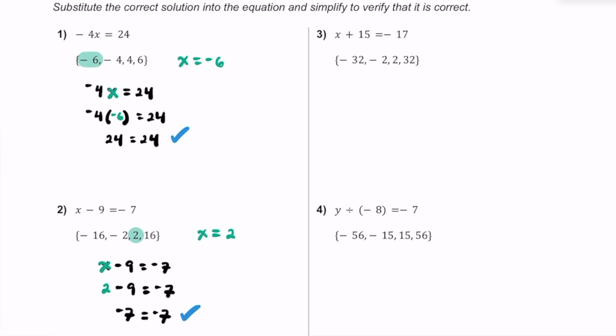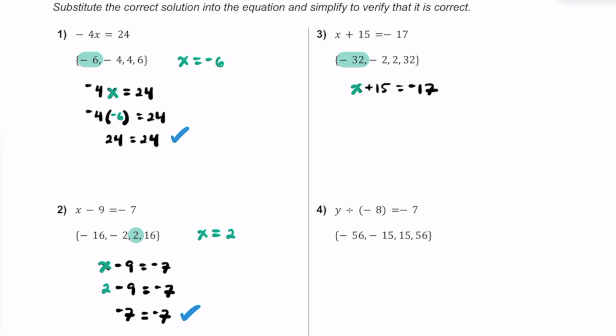For number 3, we have the equation x plus 15 is equal to -17. If we try this -32 plus 15, I think that honestly is -17. So I think this one right off the bat is going to be our solution. We don't have to really try the other ones here, but let's verify this real quick. So we have this x plus 15 is equal to -17. And again, we're trying to find the number for x that makes this true. Only one of these will work.